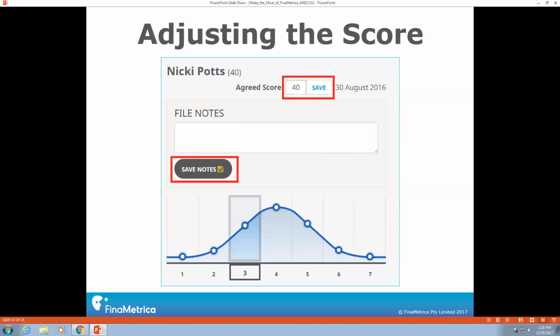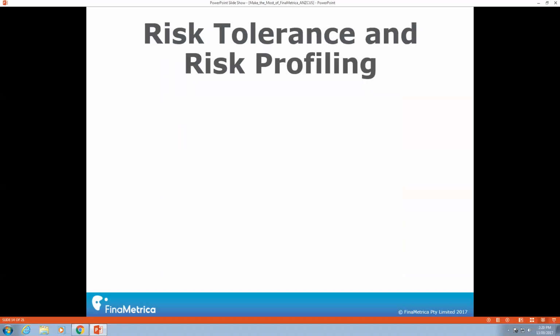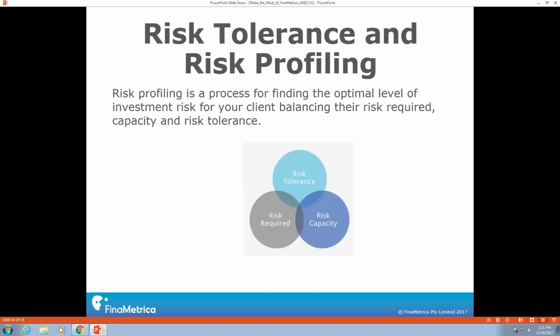So before I jump straight into the portfolio gap analysis section, I want to briefly touch on the difference between risk profiling and risk tolerance. Sometimes the terms can be used interchangeably, so I just want to clarify how they are used in our system. Risk profiling is a process for finding the optimal level of investment risk for your client, balancing their risk required, risk capacity, and risk tolerance.